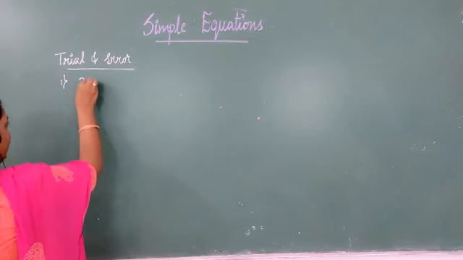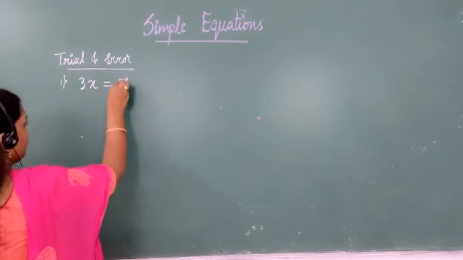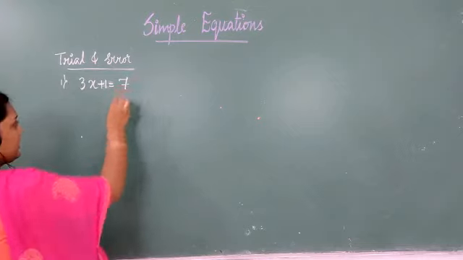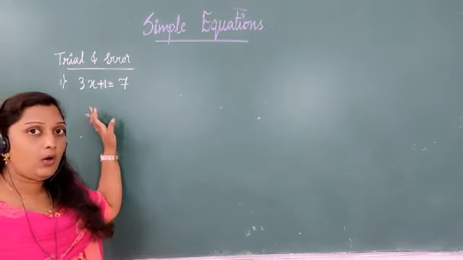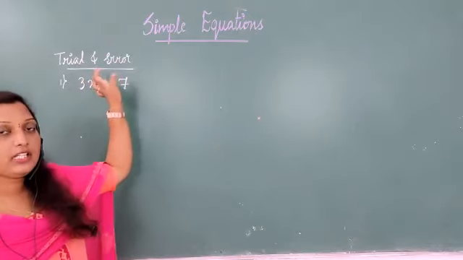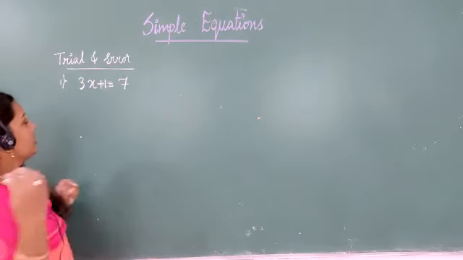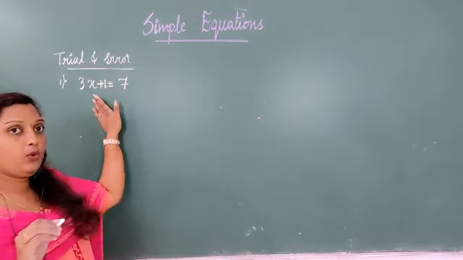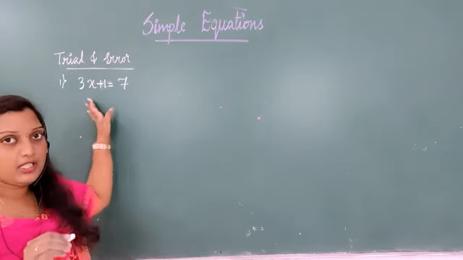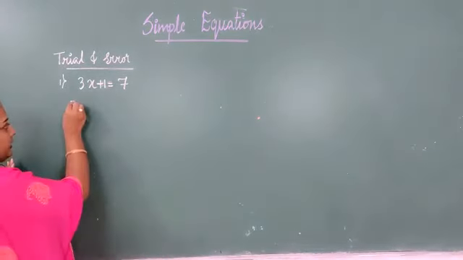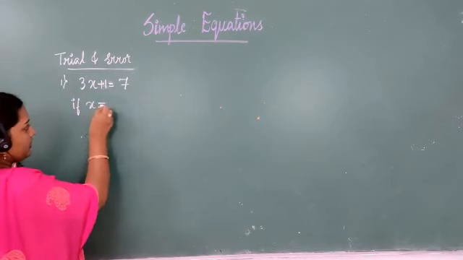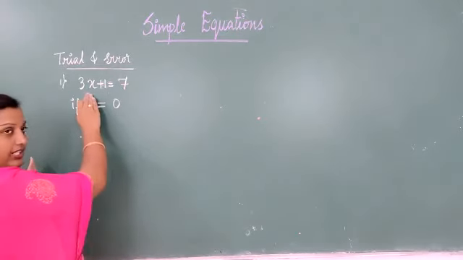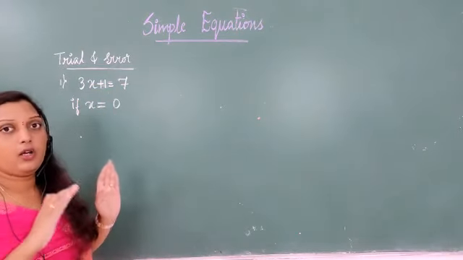So in that we will take an example. 3x plus 1 is equals to 7. This is an equation. Let us see how to solve this equation by using trial and error method. Okay, so here trial and error means you have to assume the values of the unknown variable here. So here unknown variable is x. So if I consider x is equals to 0, then you have to check whether left hand side LHS and RHS are equal or not.